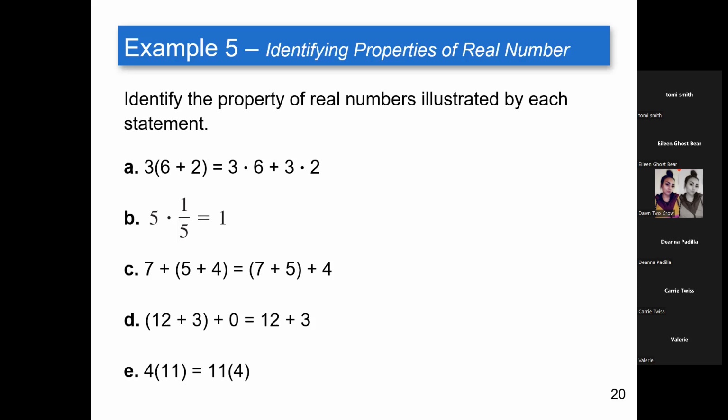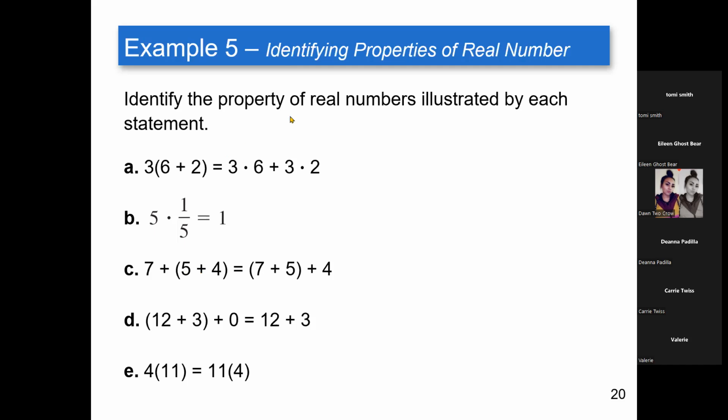Who knows the property, or do you want to take a guess at the property for B? Let's just say it out loud. Does anyone know? It's a hard one. What? 5. Yep, 5 is the number. And the property is multiplied by its reciprocal, so it's the multiplicative inverse. Good job.